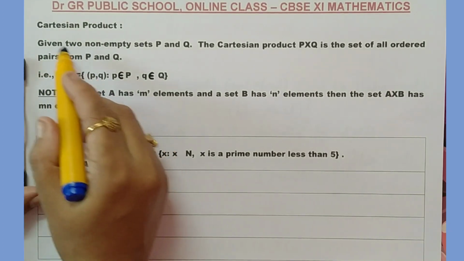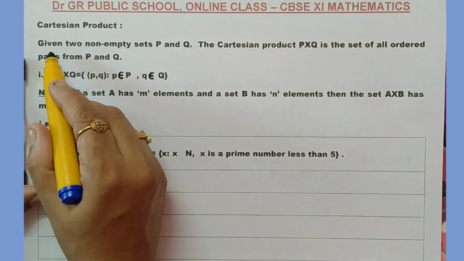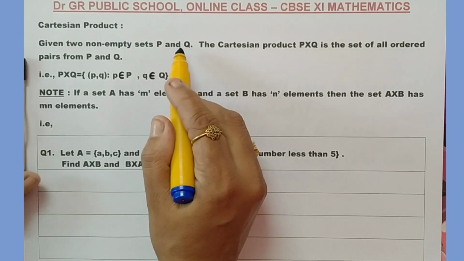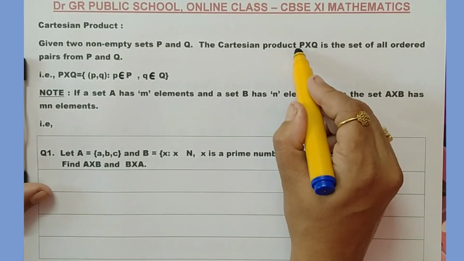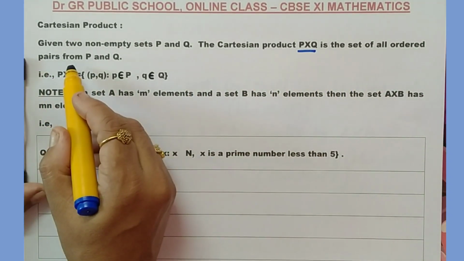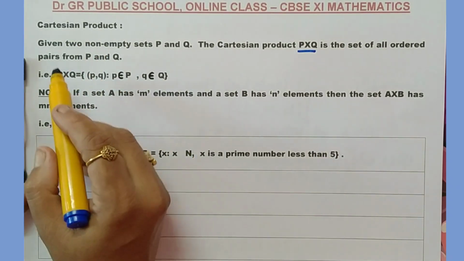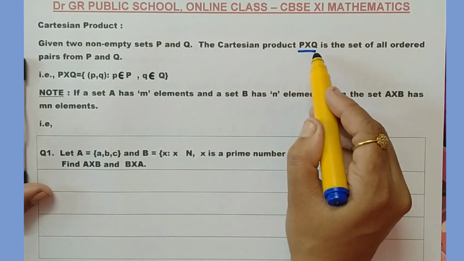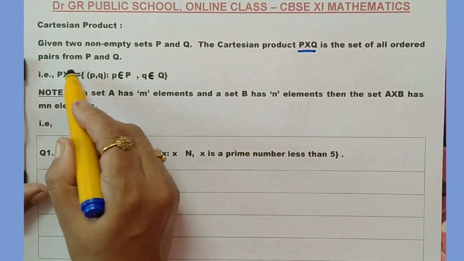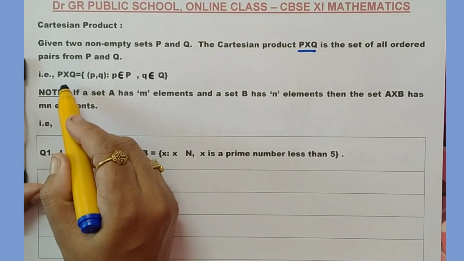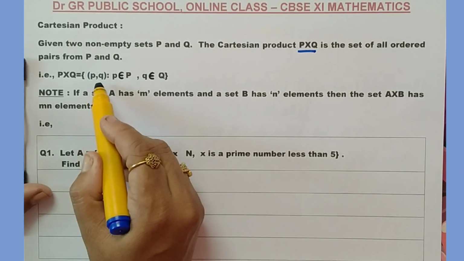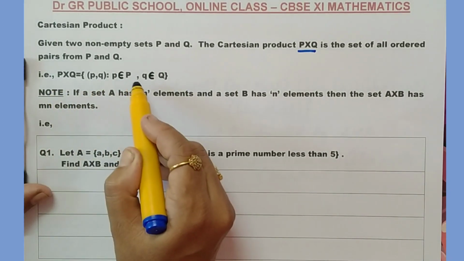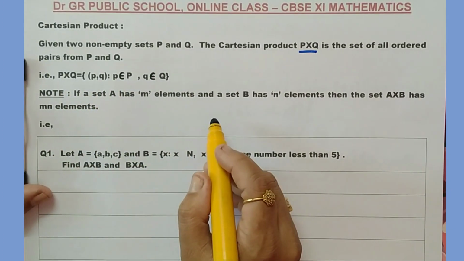Thus, in general, the definition is: given two non-empty sets P and Q, the Cartesian product P cross Q is the set of all ordered pairs from P and Q. This is the definition of Cartesian product. Once again, given two non-empty sets P and Q, P cross Q means the set of all ordered pairs (p, q) in which the first element p is from the set P and the second element q is from the set Q.